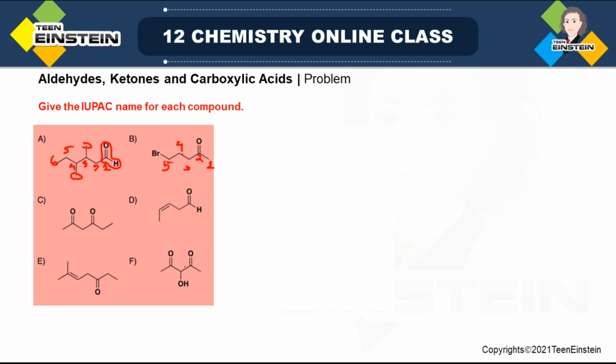The third structure, here we have 2 keto groups, and numbering will start from the left-hand side. 1, 2, 3, 4, 5, 6. Because if you start from the other side, then it will be 3, 5. But in this case, it is 2, 4. So 2, 4 is preferred over 3, 5. That is why this numbering is correct. The longest chain has a total of 6 carbons, so it will be a derivative of hexane. And as there are 2 keto groups, it will end with dione.